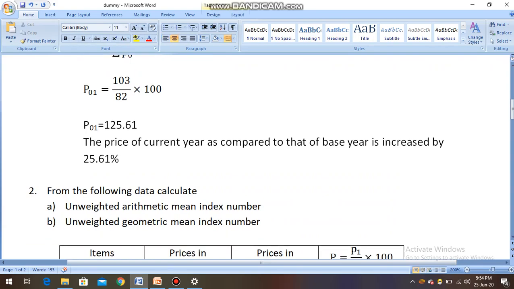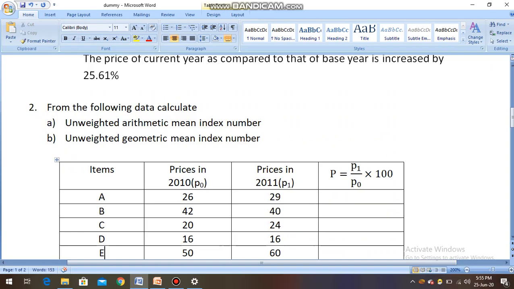Next, we shall discuss one more problem on the other method. In this problem, from the following data, calculate unweighted arithmetic mean index number and unweighted geometric mean index number. We can call it as unweighted or we can call it as simple. So here again you can see there is only one factor, that is price. No quantities are involved, so it is simple or unweighted. Then here we need to find out the relative value, that is arithmetic mean of the relative value and geometric mean of the relative value.